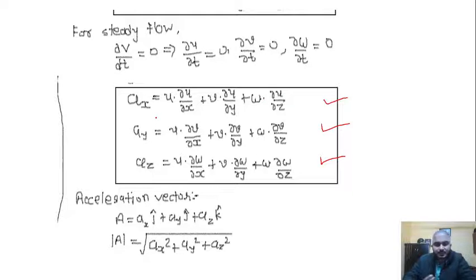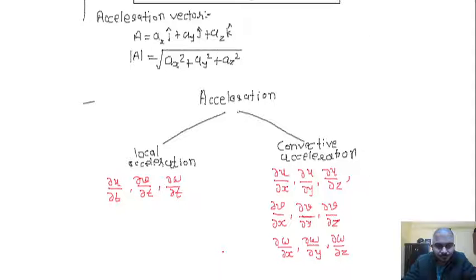Then the acceleration vector is given by ax, ay and az with i cap, j cap and k cap unit vectors, and in the form of magnitude we can write it this way. Then there are two types of accelerations. First is local acceleration, and second is convective acceleration.